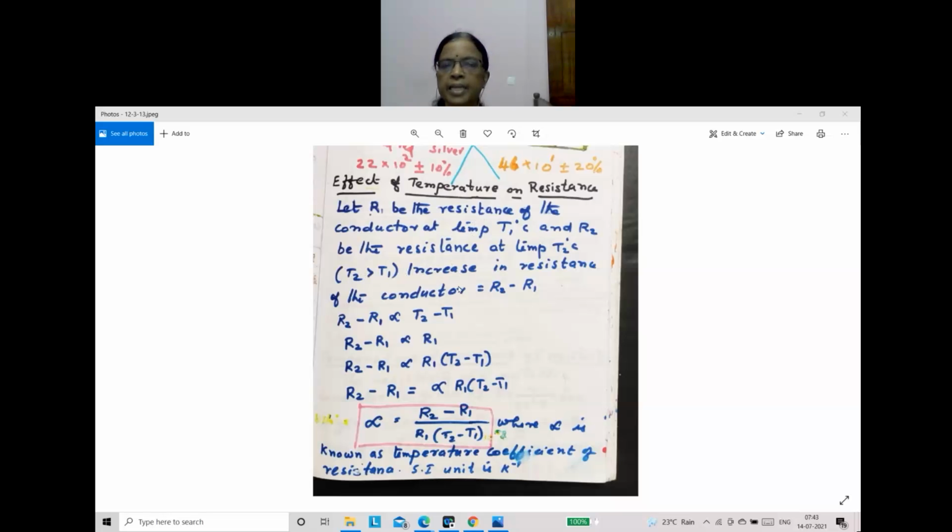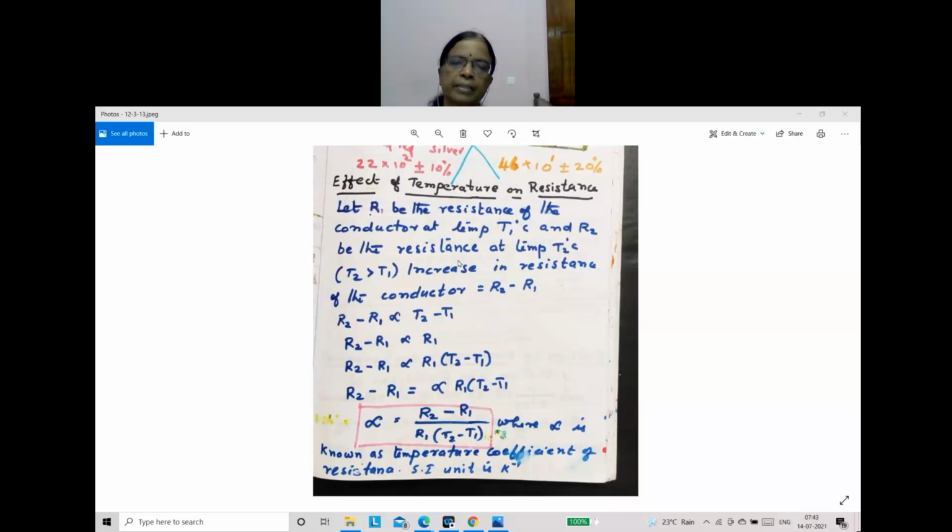And we are writing the equation for the increase in resistance, R2 minus R1. R1 is the initial resistance, R2 is the final resistance. What is the increase in resistance? Final minus initial value. R2 minus R1 is proportional to what all factors? Children, increase in resistance depends upon, will it increase with increase in temperature?